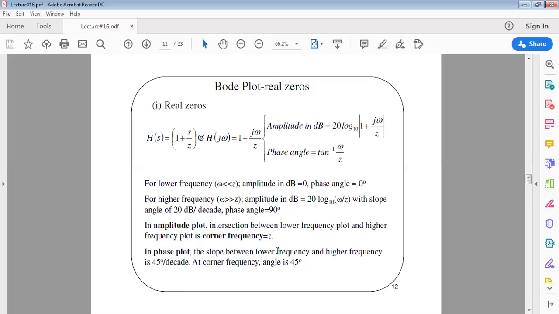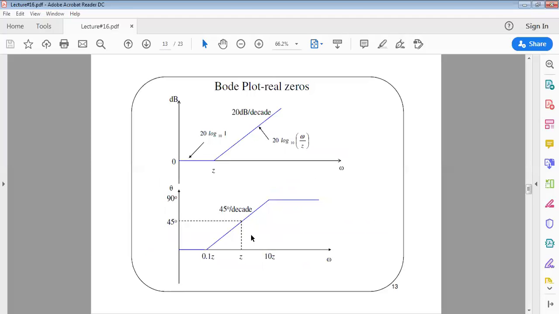So let's have a look at the sketch for the real zero. Okay, so this is the sketch for the real zero, which is the opposite of what we have seen just now for the case of real pole. So for the case of real zeros, for frequency lower than Z, the amplitude will be 0 dB. For the case of frequency higher than Z, where Z is a real zero value, there should be a slope of positive 20 dB per decade. Okay, and related to the phase angle, again, for the case of 1 decade smaller than the zero value, which is at 0.1 Z, the phase is 0 degrees.